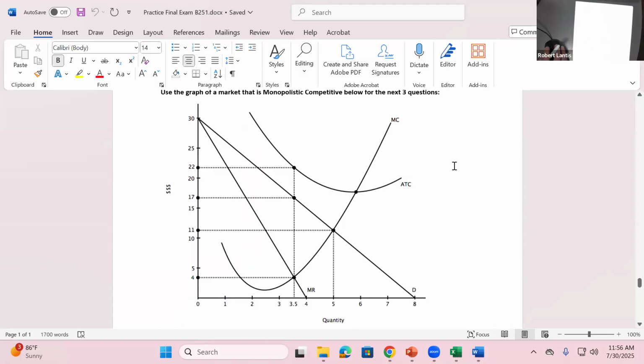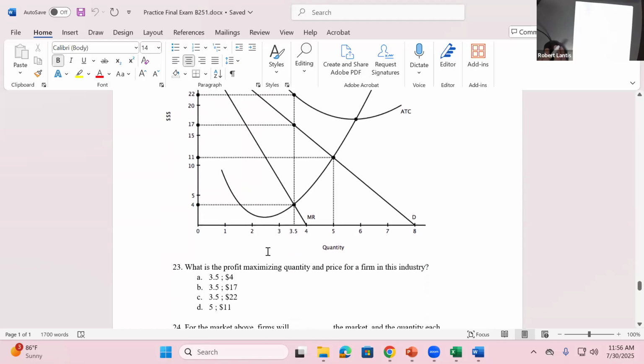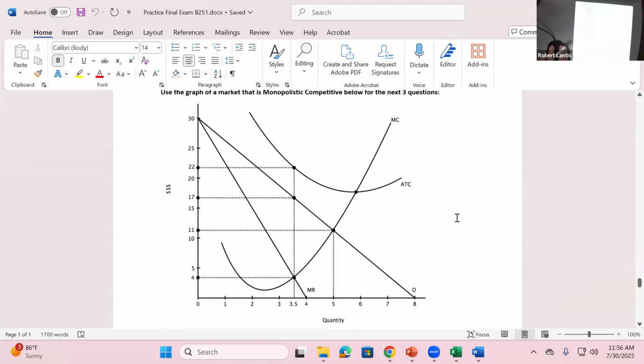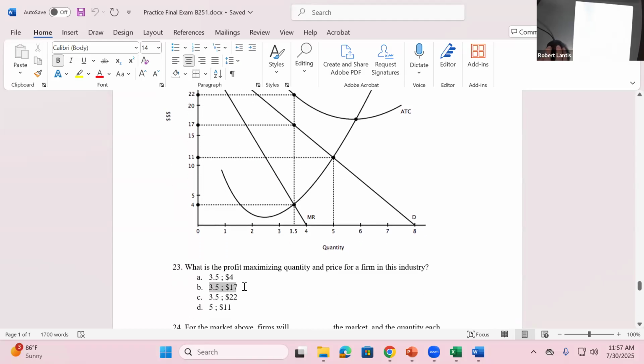Okay. So what would be the profit maximizing quantity and price for a firm in this industry? How would I identify the profit maximizing price and quantity of a monopolistically competitive firm? It's going to look just like we would for a monopolist. We go to where marginal revenue is equal to marginal cost. That's at a quantity of 3.5. We go up to the demand curve to then set the price as 17, right? So that would be our price quantity combination.